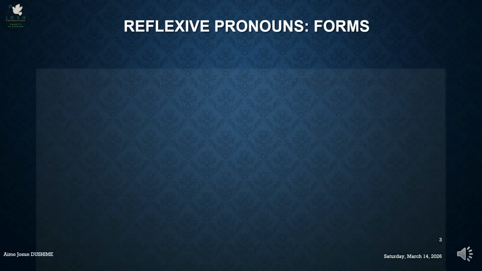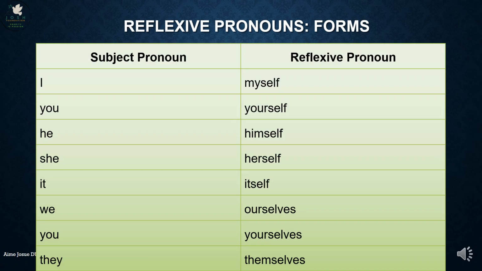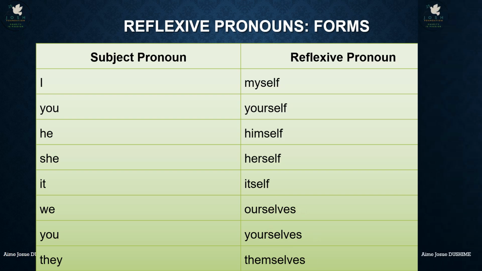Reflexive pronouns. What are reflexive pronouns and how are they formed? Let's say the subject pronouns that we know: I, you, he, she, it, we, you, they. These are what we call the subject pronouns. Now we also have the reflexive pronouns made out of the subject pronouns: myself, yourself, himself, herself, itself, ourselves, yourselves, themselves. Then what do we have to know?